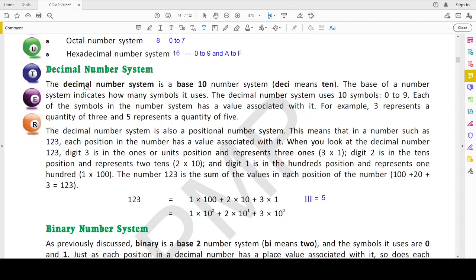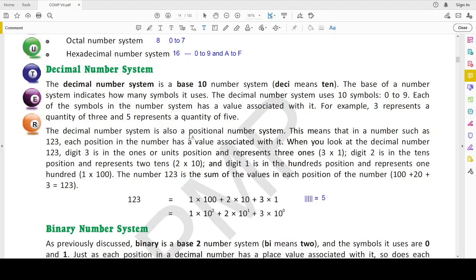First, see the decimal number system. The decimal number system is a base 10 number system. Deci means 10. The base of a number system indicates how many symbols it uses. The decimal number system uses 10 symbols, 0 to 9. Each of the symbols in the number system has a value associated with it. For example, 3 represents a quantity 3, 5 represents a quantity 5.